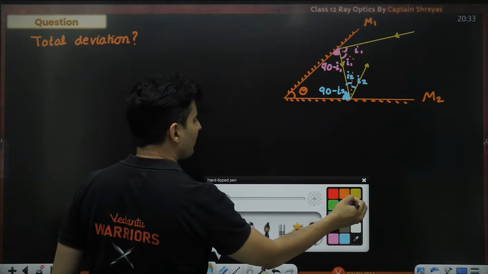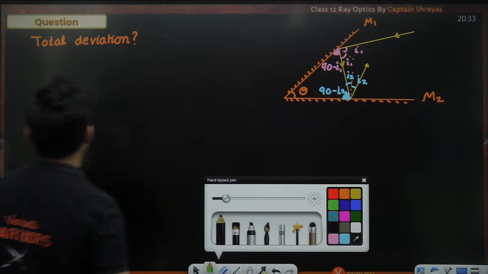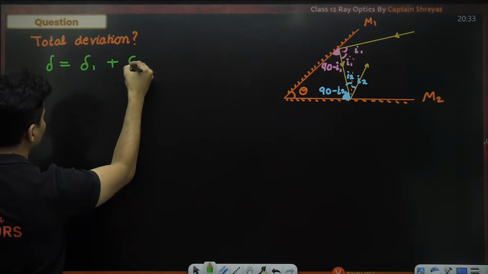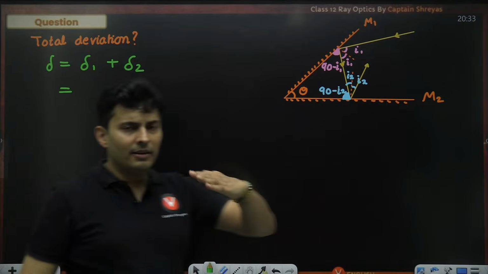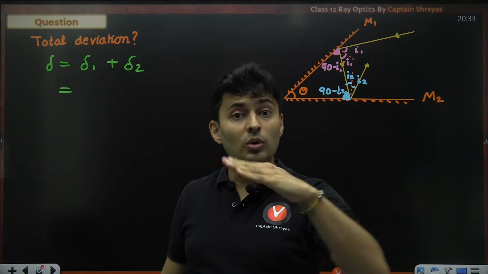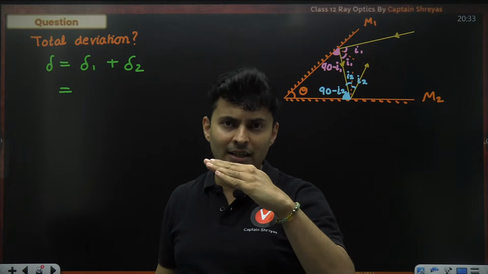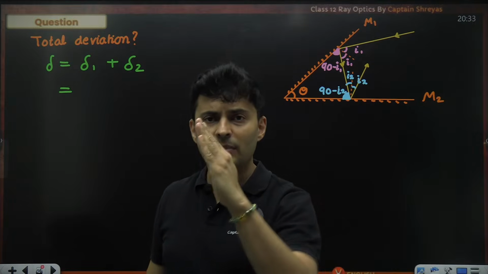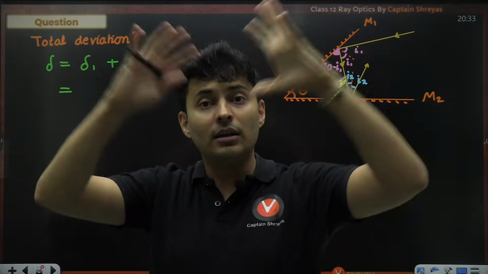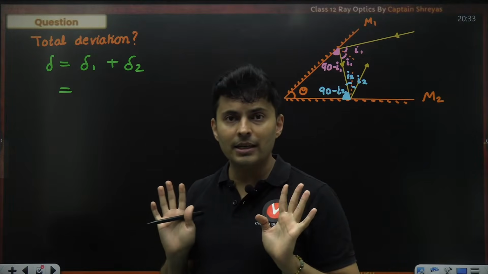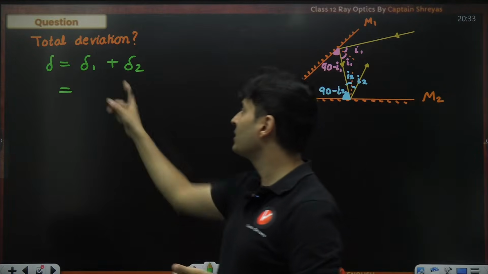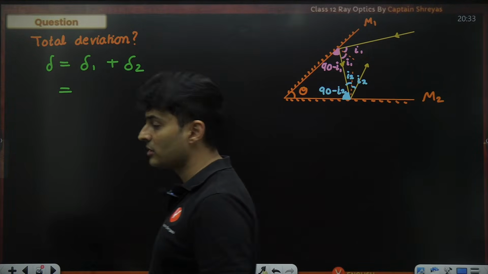So if you ask me, what is the total deviation of this? I can tell you one thing, that the total deviation is because of mirror 1 and mirror 2. It's like saying mirror 1 deviated it by 5 degrees, mirror 2 deviated by 20 degrees. So what will be the total deviation? 5 degrees because of 1, 20 degrees because of 2. So 5 plus 20, which is 25. So you are just adding the angles of deviation to get the total deviation. Getting my point? Okay, 25 degrees total deviation. Mirror 1, mirror 2, each one is responsible equally.